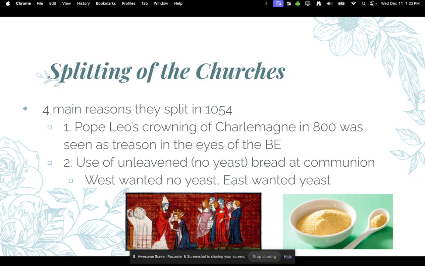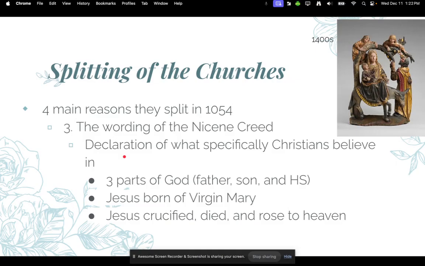The second one, and yes, this is real, was the use of unleavened bread at communion. Communion in Christianity, specifically in the Catholic Church, is a piece of bread that a priest gives you and blesses, and it's believed to be Jesus himself. In the West, they did not want to use yeast in the bread, so it'd be nice and flat. In the East, they wanted the yeast, so it'd be nice and puffy bread. Yeah, seriously, this was one of the reasons why the church split.